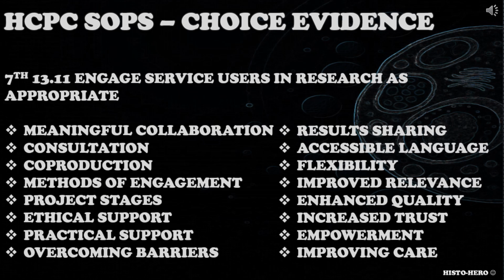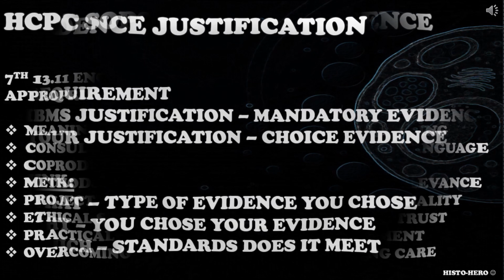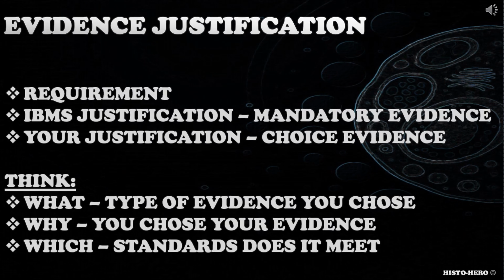Always have those seven standards in your mind when you are selecting a piece of evidence and then when you are writing it. Remember, all those standards need to be demonstrated in the two pieces of evidence you choose. One more thing you have to include when choosing and writing your evidence, and that is the evidence justification.